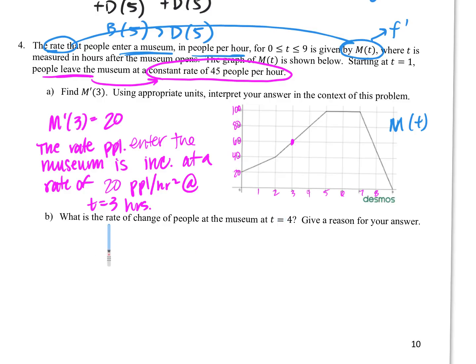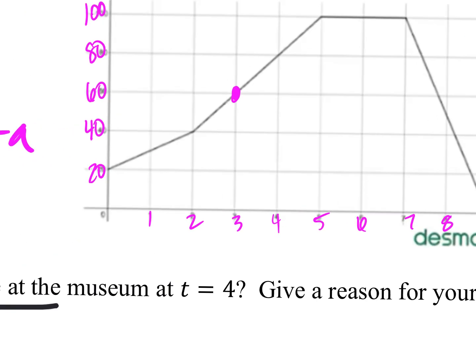M4 is also 20. Whoa, wait. My bad. I feel like we're talking in circles real fast. The rate people enter is M. Yep. We were finding M prime here. And don't we just want the rate of people in the museum? Don't we just want M of 4? We actually just want M of 4. I thought of it as people going into the museum. Yeah, good call. What would M of 4 be?